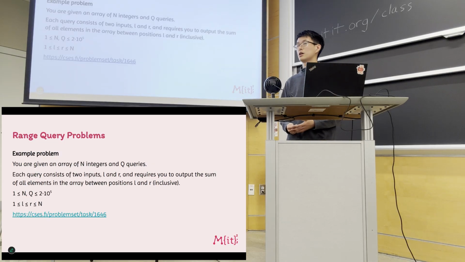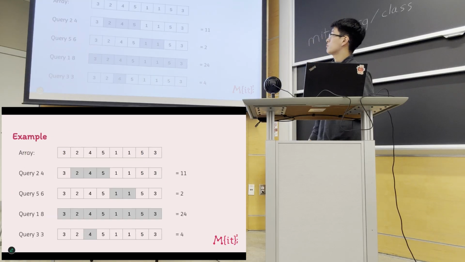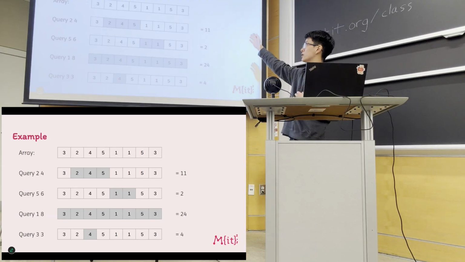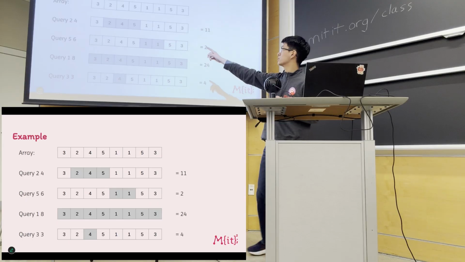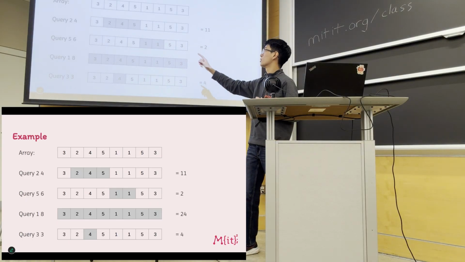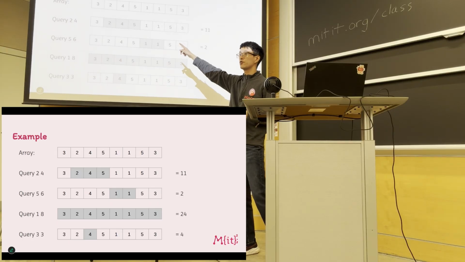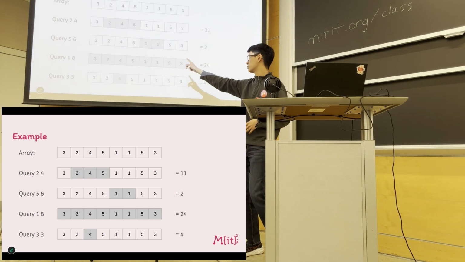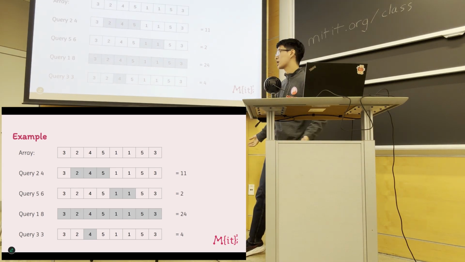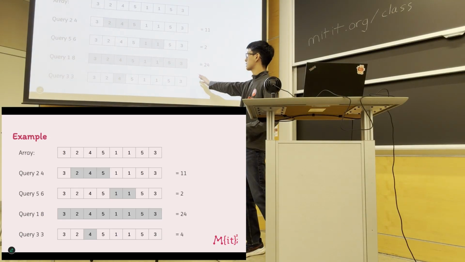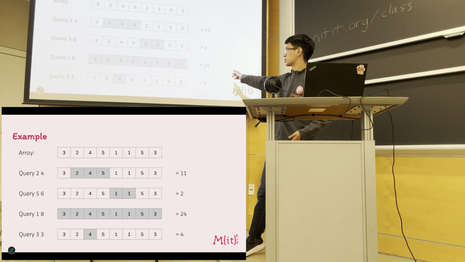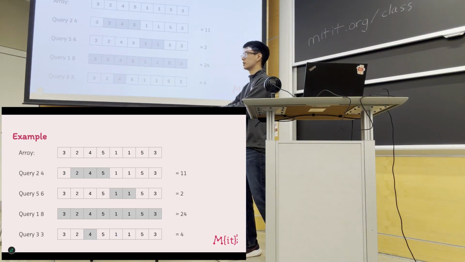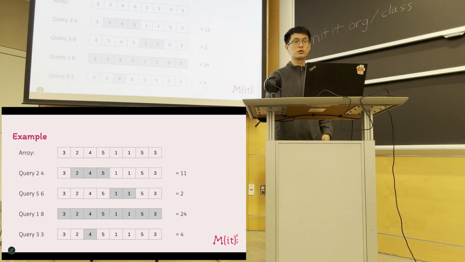Some examples: given this array up top, you would output 2 plus 4 plus 5, which is 11. You could query 5 through 6, which is 1 plus 1, which is 2. You could query the entire array by starting at the first index and ending at the last index, which would give you 24. And you can also query a single element, like from 3 to 3. That would just output the single element.